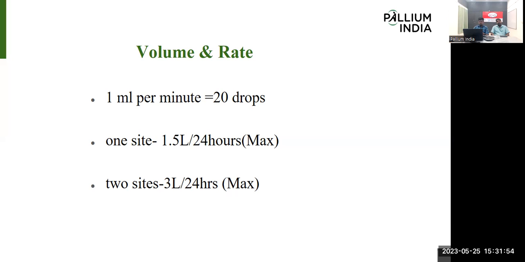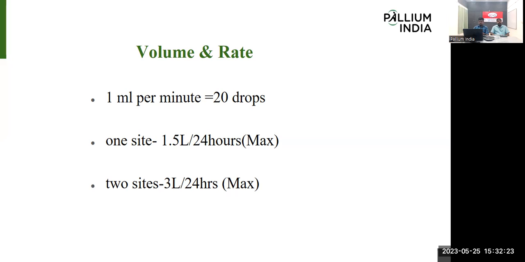In one more site we choose, again 1.5. Like that, in 2 sites we can give a maximum of 3 liters or 6 pints of fluid within 24 hours, or within 1 day. A third site is not at all possible. Only 2 sites are possible for giving the subcutaneous infusion or injection.